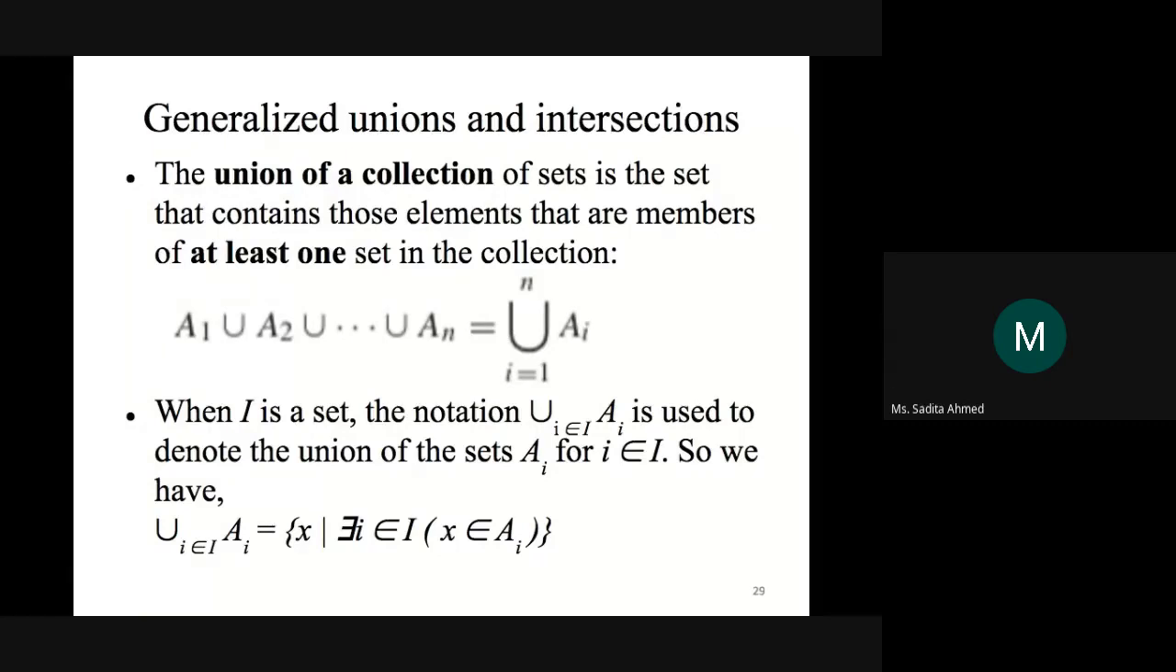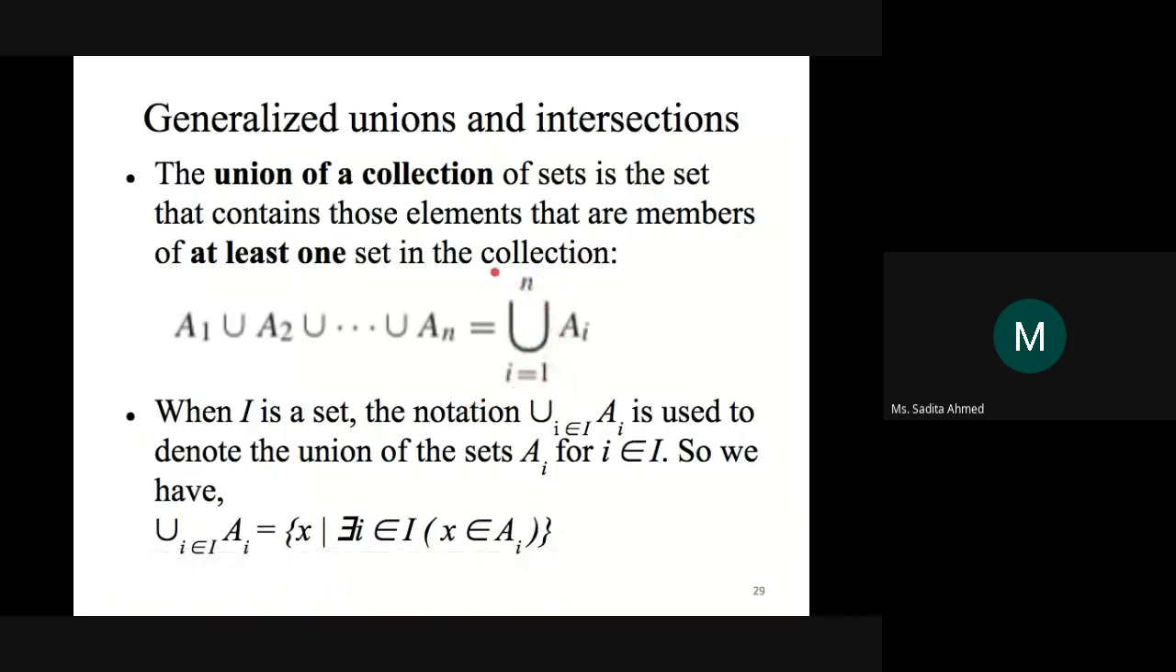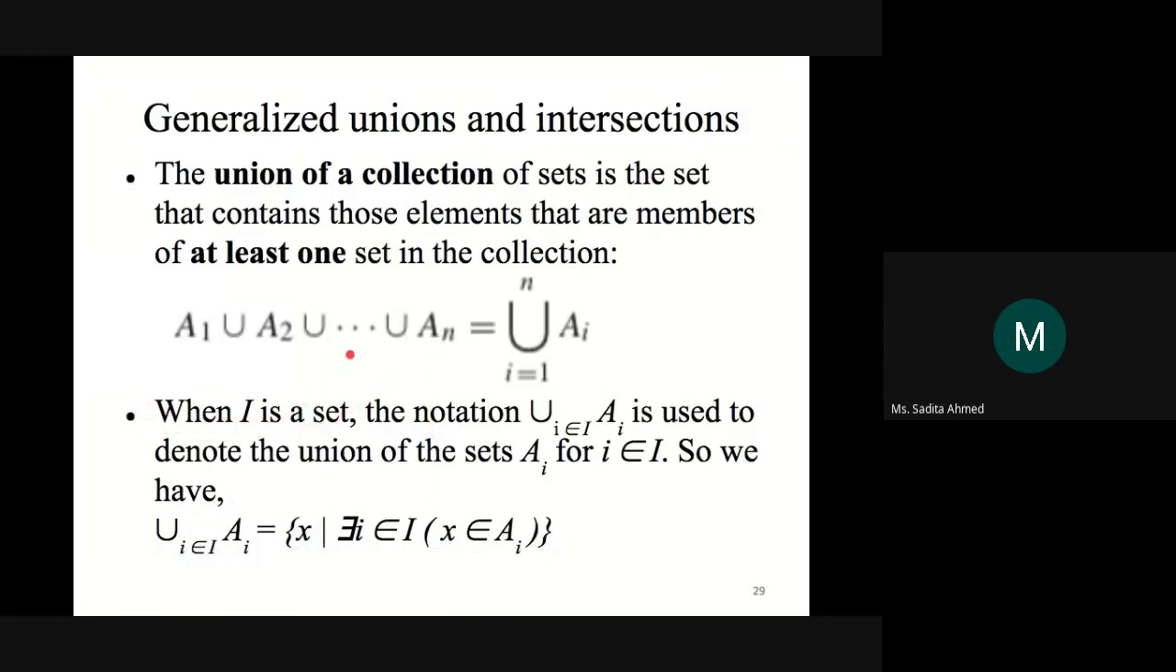Why is that? In this generalized union, we will have all elements x such that for at least one i belonging to I, x belongs to Ai. That is, for at least one of the indexes in this range, the set corresponding to that index contains the element. As long as that's true, it'll be in the union. In simpler words, as long as the element is in at least one of these sets, it'll be in the generalized union.